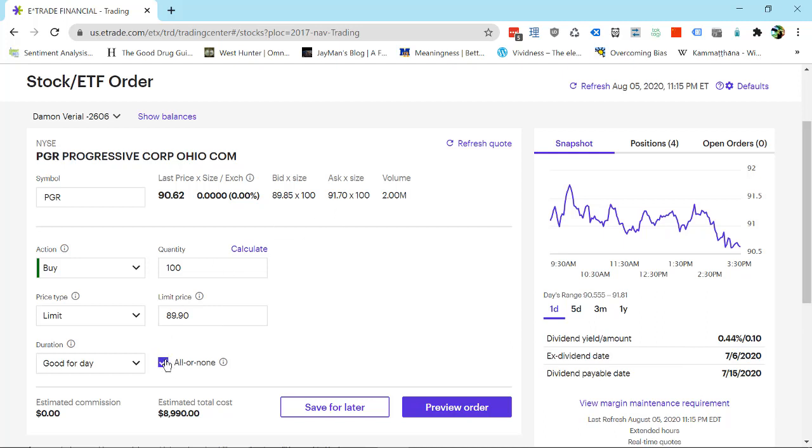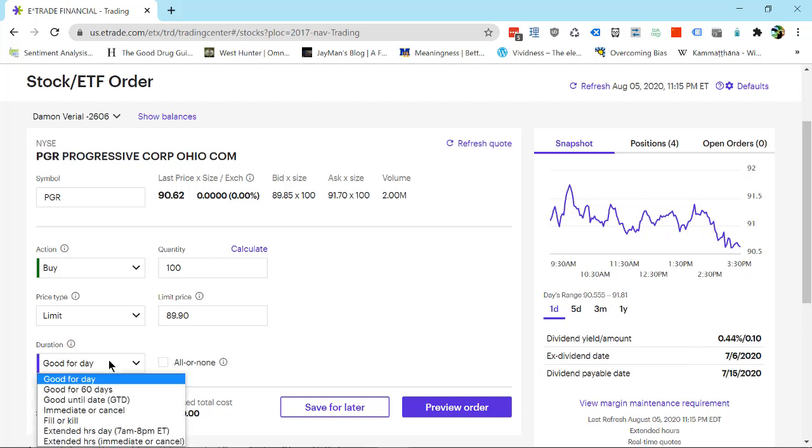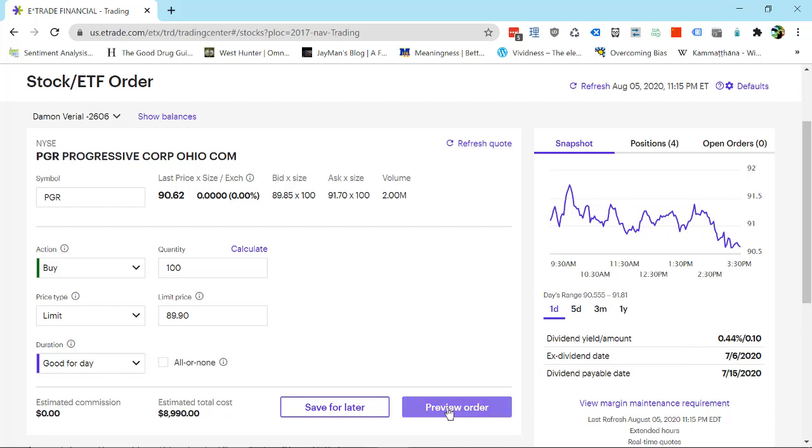Generally, I don't really care that much. If you don't select all or none, what you might see in your account after you buy it is you bought 60 shares and then you bought 40 shares like a second afterward from a different exchange. But essentially, just not caring about this is fine for buying stock if you're a beginner. Good for the day is fine because what you're going to do is you're going to preview the order and you're going to sit and let the order just stand there and see if it gets filled. If it doesn't get filled, cancel the order, come back, and then move up in increments of 5.